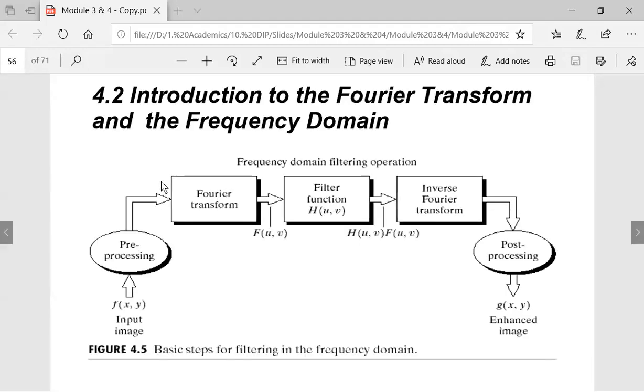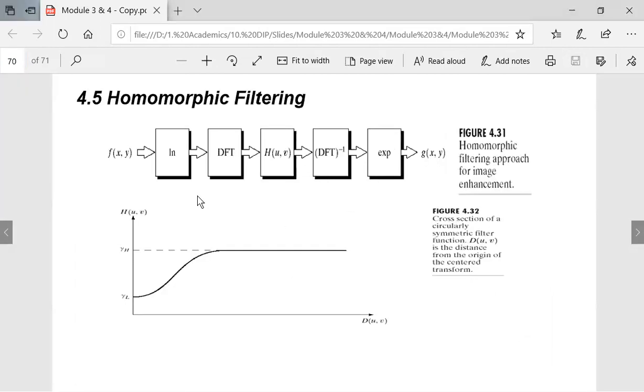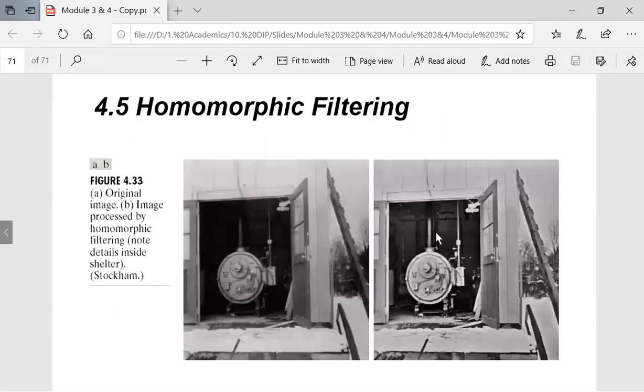This is the graphical, pictorial representation of the Fourier transformation. This is for the Fourier transformation, this is for the homomorphic filtering. So this is the input image. The discrete Fourier transformation you're going to apply. H of u comma v is what? It is a filter. Then the inverse DFT, that is the inverse transformation. Then post-processing you're going to do, and you're going to get g of x comma y. This is the homomorphic filtering example.